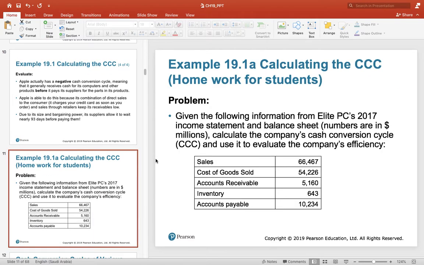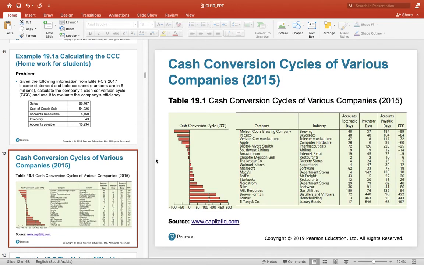This is a homework for you. You can try Elite PC 2017. Sales given, COGS given, receivables, inventory and payables are given. That means the numerators are given. You have to calculate the denominators: per day sales and per day cost of goods sold. Then calculate the receivable days, inventory days, payable days. Cash conversion cycle is equal to receivable days plus inventory days minus payable days. If you face any difficulty, let me know.